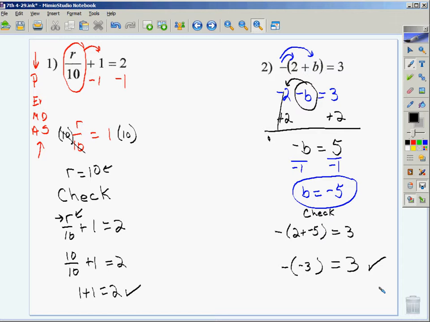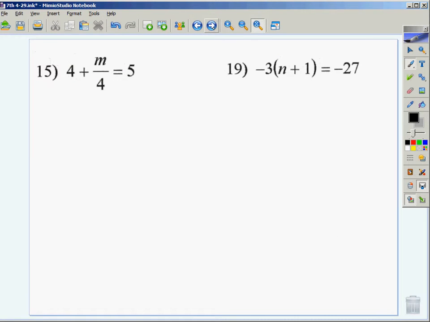Are there questions on these first two examples? We all okay? Everybody got a copy that's copying? Am I good now? We're going to look at number 15 next.